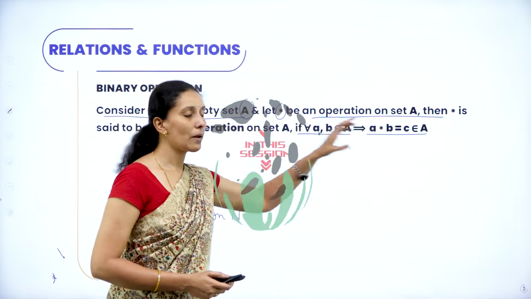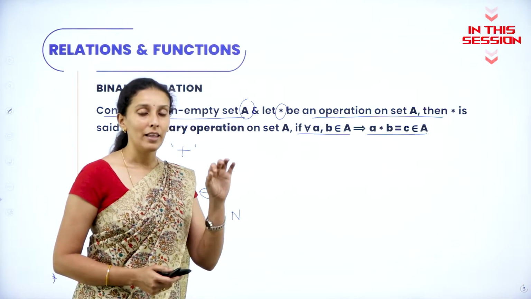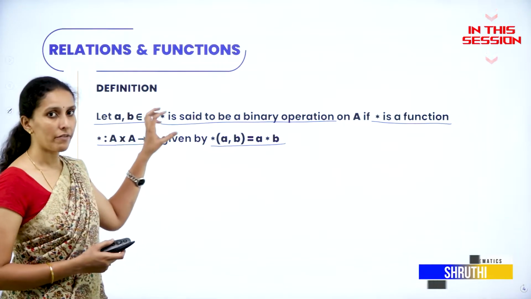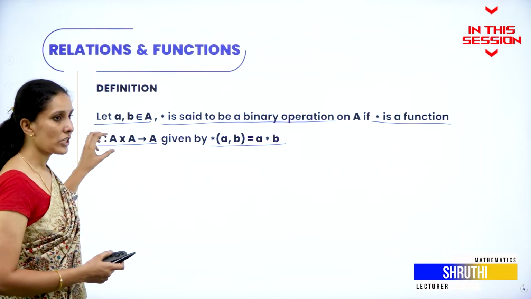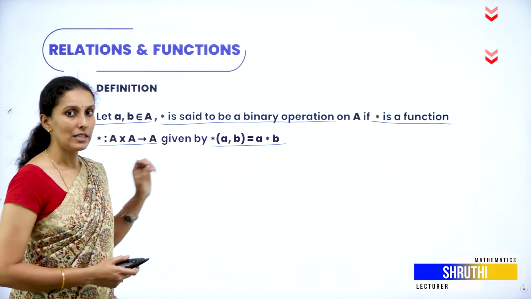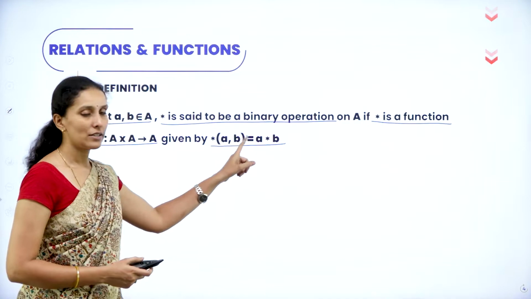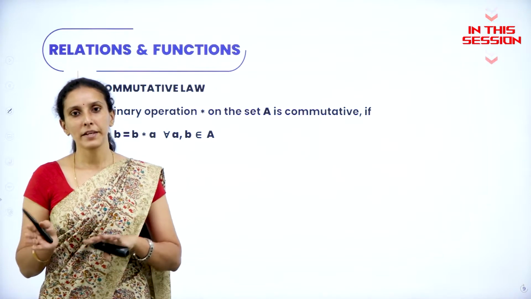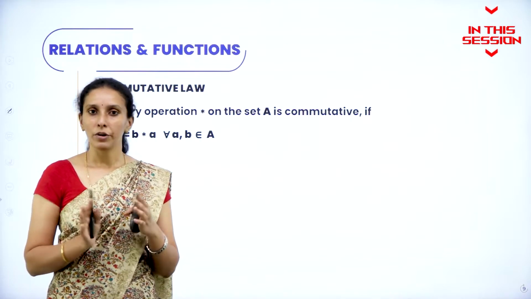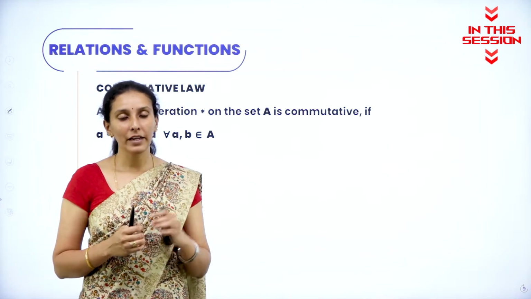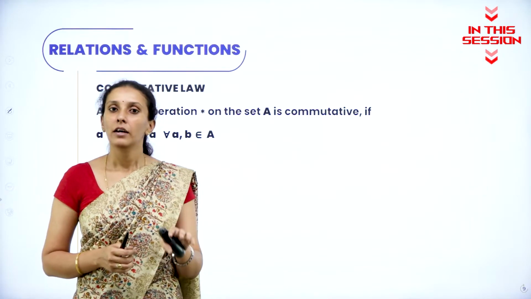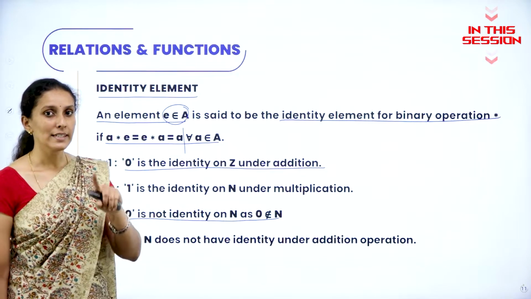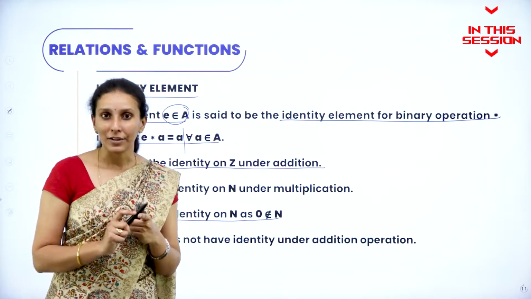Suppose you got A star B is equal to some C, then C should belong to the given set. Thus, binary operation is a function from the Cartesian set A cross A to A, such that star (A, B) is defined in the form of A star B. Commutative law says A plus B is equal to B plus A, AB is equal to BA. So this is how we can define a binary operation on addition and multiplication. 0 is not identity in N because 0 does not belong to natural numbers.